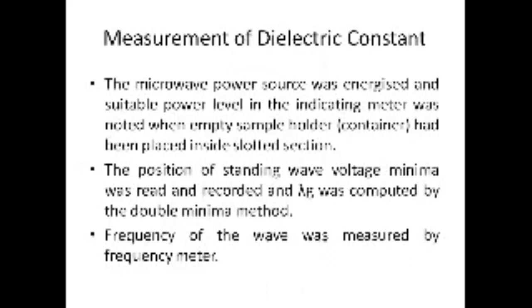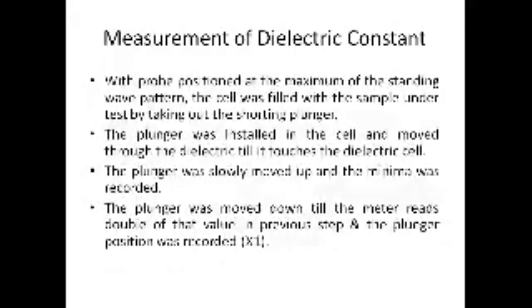The microwave power source was energized, and a suitable power level in the indicating meter was noted. When the sample holder has no dielectric material placed inside the slotted section, we are going to measure the power level in the meter without the placement of any dielectric material. The position of the standing wave voltage minima was noted and recorded, and lambda G was computed using the double minima method, which we've seen already. The frequency of the wave was measured by the frequency meter. So these three steps are done without the placement of the dielectric material.